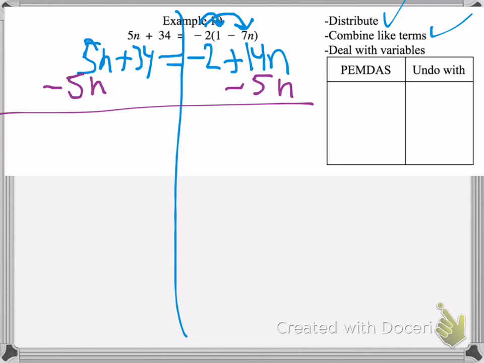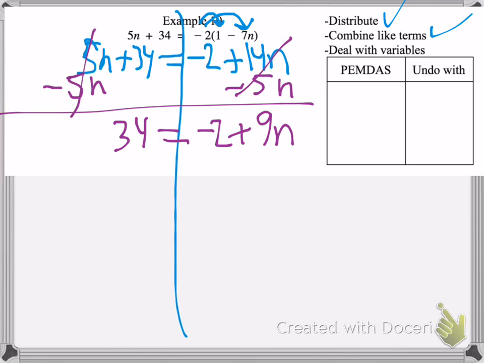Anyway, 5n minus 5n is 0. It's gone. I have 34 equals negative 2 because I didn't do anything with that. 14n minus 5n is 9n, so plus 9n. Okay, you can fill in the table to help you out.